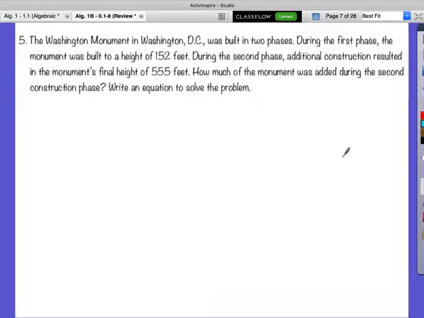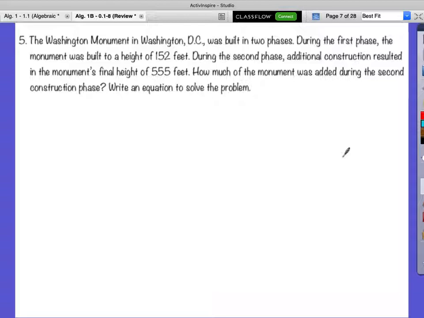During the first phase, the monument was built up to a height of 152 feet. During the second phase, additional construction resulted in the monument's final height of 555 feet. How much of the monument was added during the second construction phase? Write an equation to solve the problem.